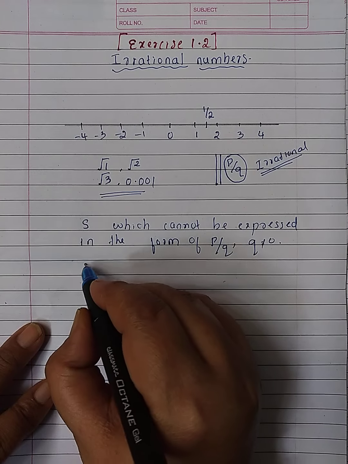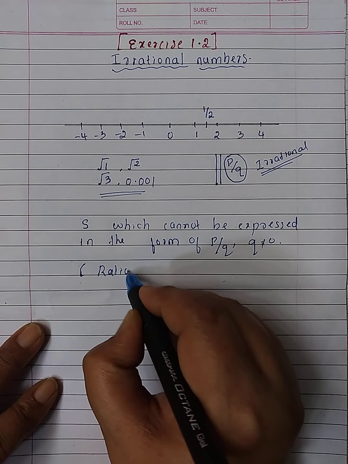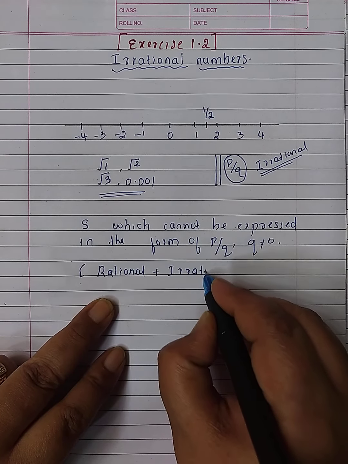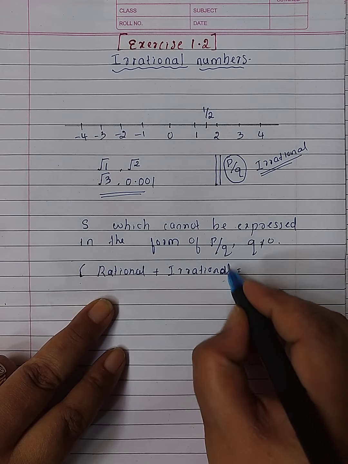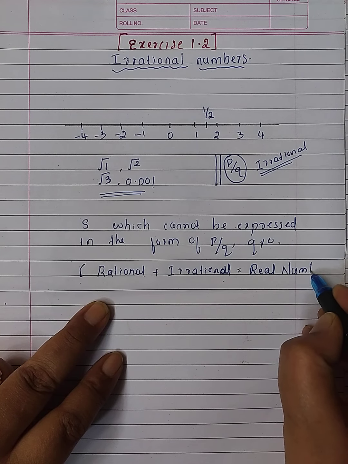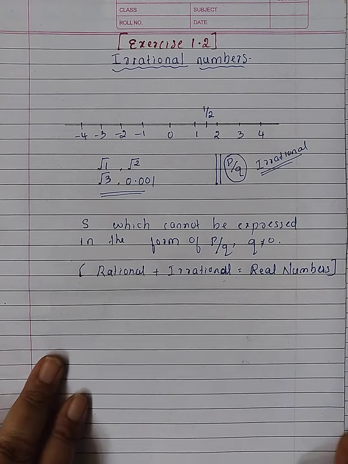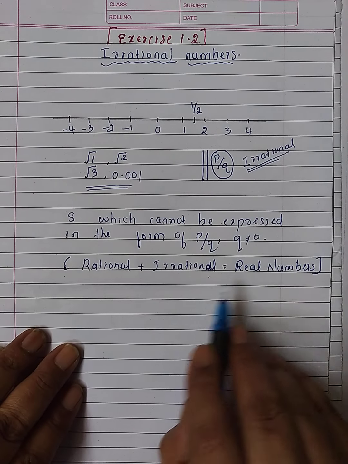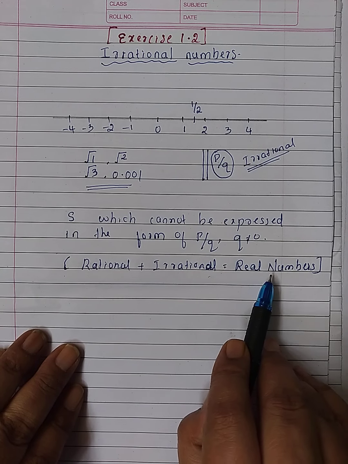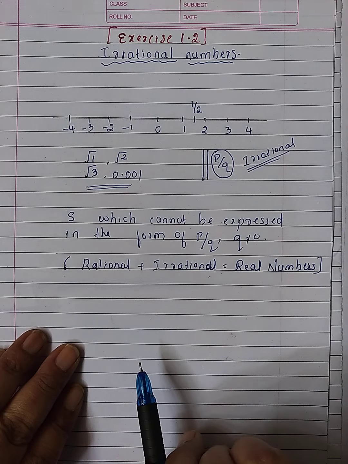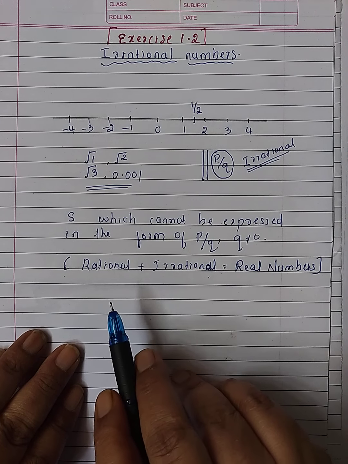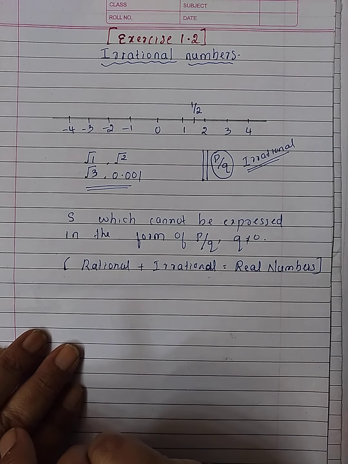So all the rational numbers plus irrational numbers. These sets of numbers are called what? These are called real numbers. What are real numbers? Real numbers are the collection of rational numbers and irrational numbers. All real numbers can be located on the number line. So how will you locate the irrational number on the number line?